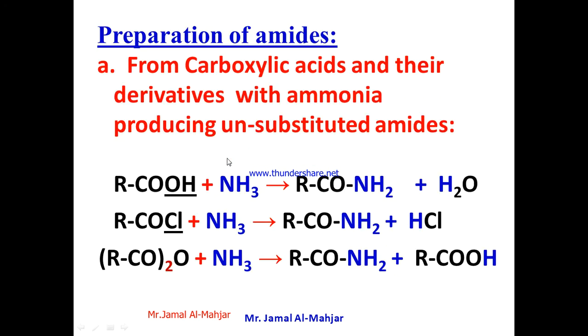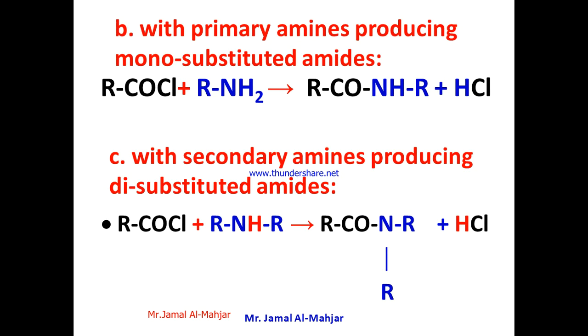If you have ammonia, you will get an unsubstituted amide, NH2. But if you have primary amines, what do we have? Yes, it is a monosubstituted amide. If you need a di-substituted amide, in this case you have to react what? Yes, a secondary amine. This is a primary amine because we have NH2. Secondary amine, we have 2 R and NH. Do you remember it?